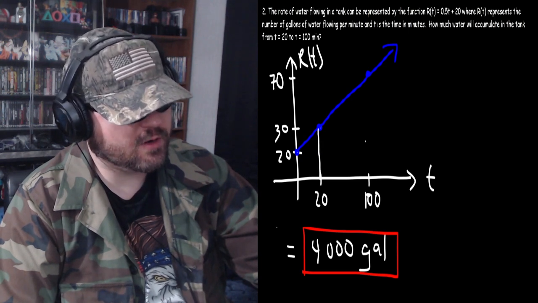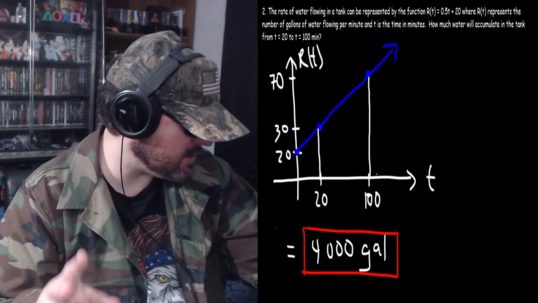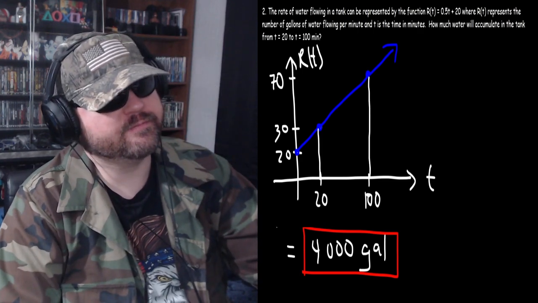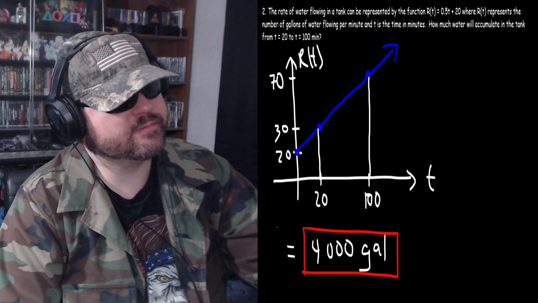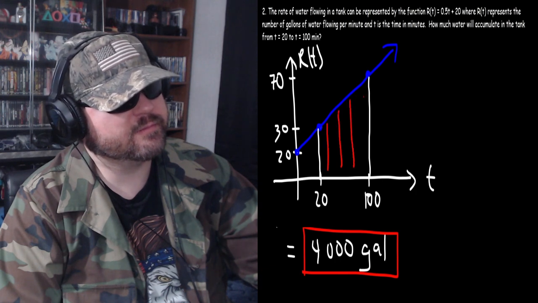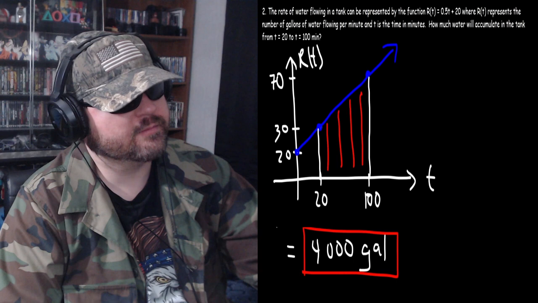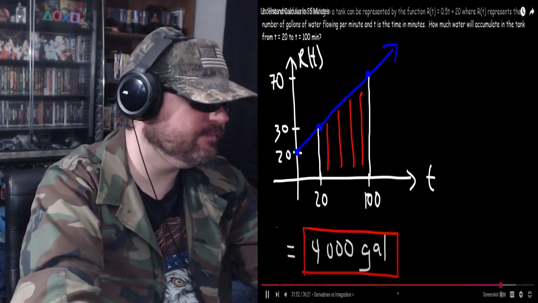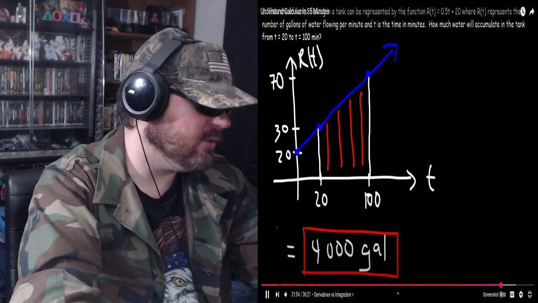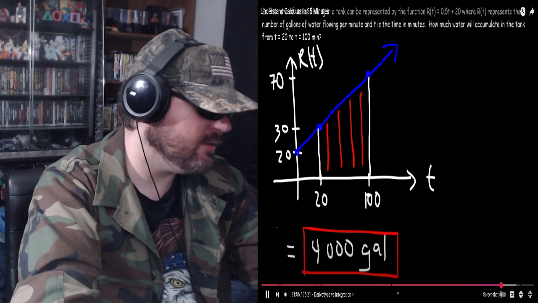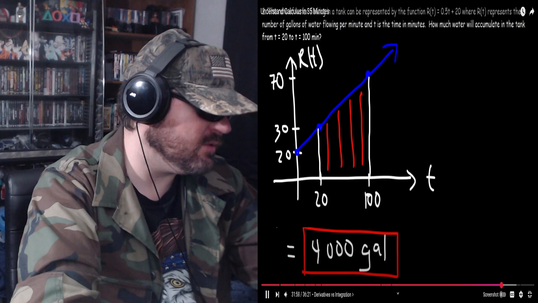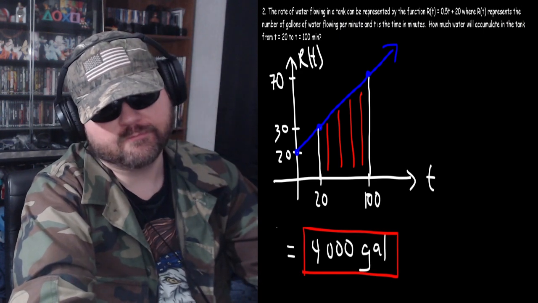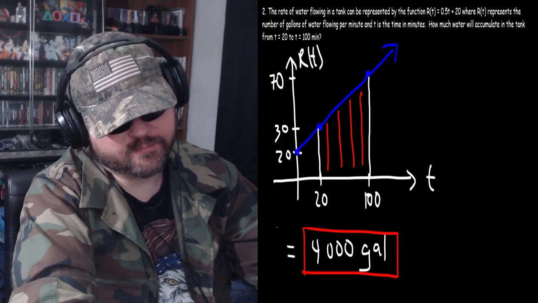So our goal is to calculate the area under the line from 20 to 100. This area, let me shade it, represents the increase in the volume of water that's already in the tank. It doesn't represent the total amount of water that's in the tank at 100. It simply represents the change in the volume of water in those 80 minutes.